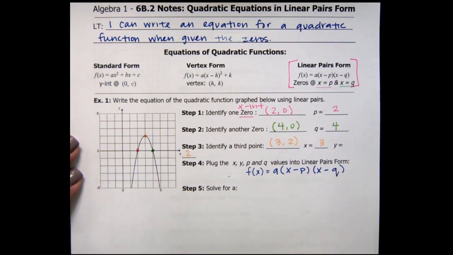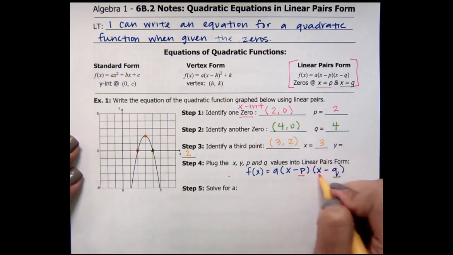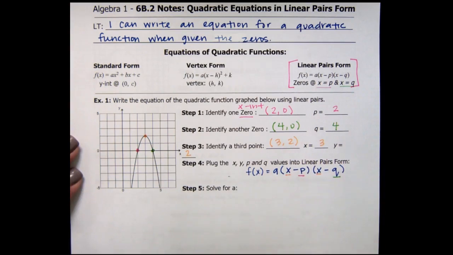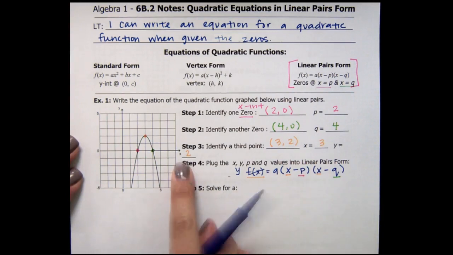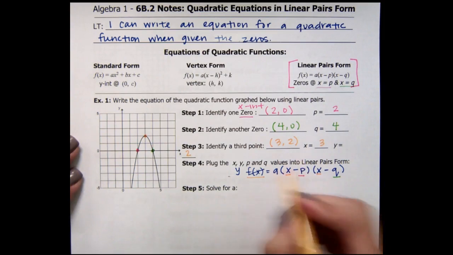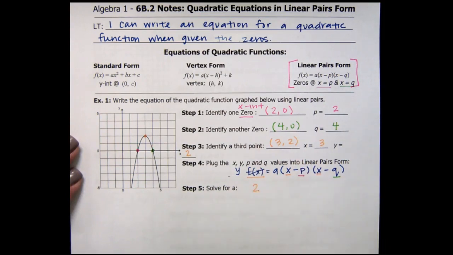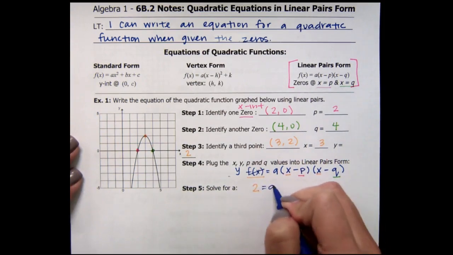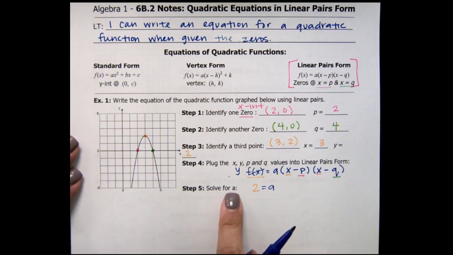So p will be replaced here, q here, x, the same value twice, and then we know that f of x is the same thing as y. So I'm going to plug in those key values that I already found from my graph here. So f of x, which is like y, is 2, equals a. We're solving for a just like in vertex form.